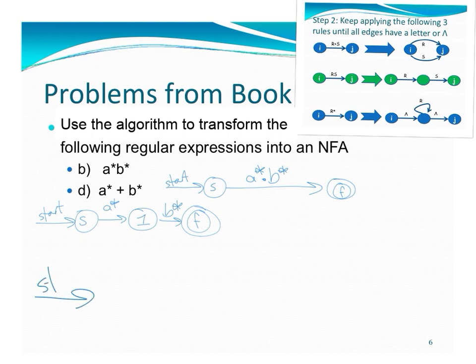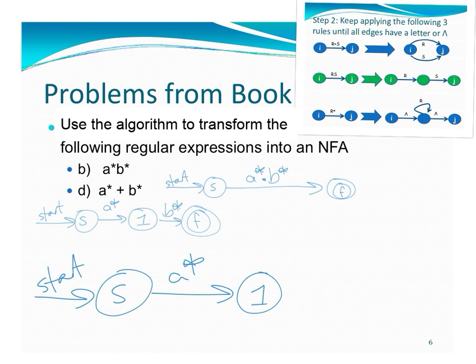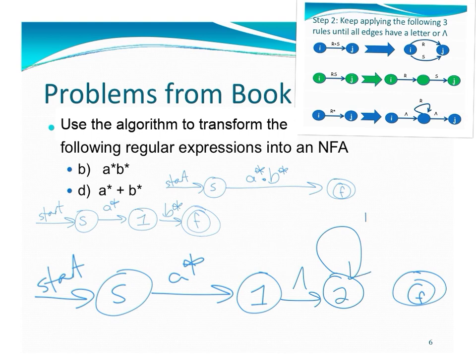B star transition. So there's our start, and we have our start state, and then we have an A star going to state 1, and then we have our final state here. And if we look at how we deal with a star, we're going to add a new state in the middle with the lambda transitions to get us there. So let's call that state 2. And we will have a lambda transition to state 2. We will have a loop with a B on it, and another lambda transition to state F. Good?